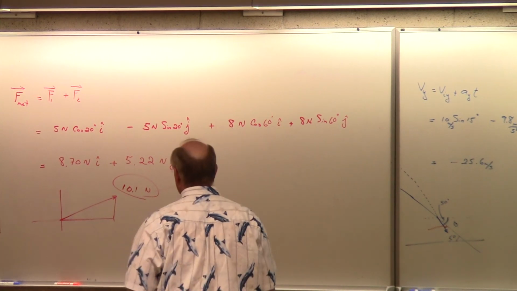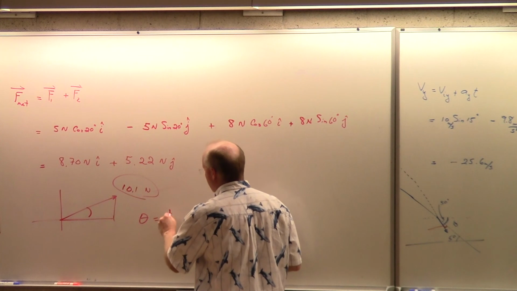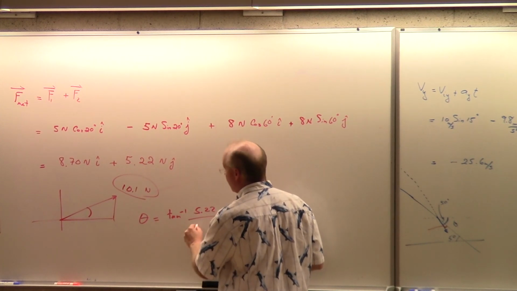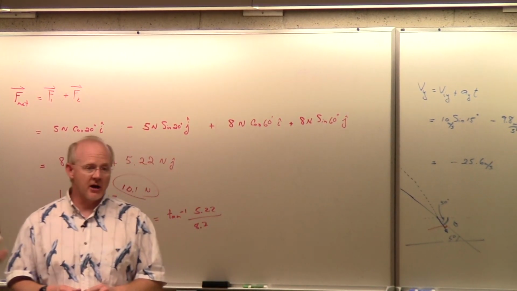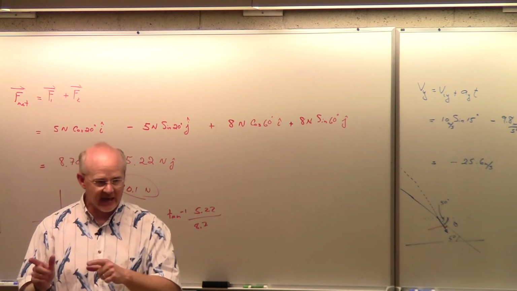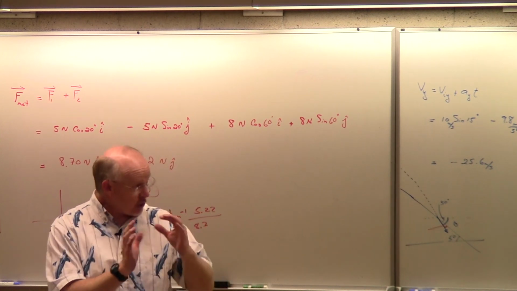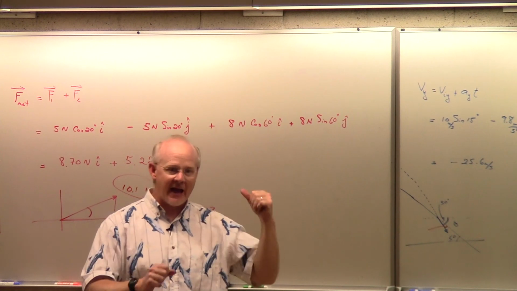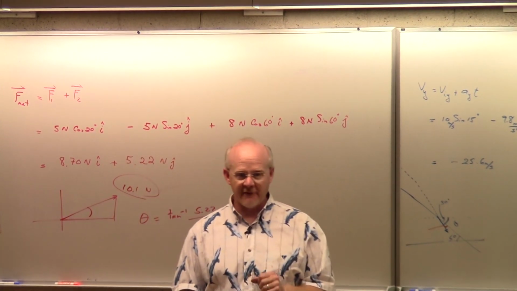What angle is it? Well, it's some angle theta, which is the inverse tangent of 5.22 over 8.7. Well, maybe I should stop there because I don't want to get too lost in the mathematics. That's going to happen after the test. I want you to focus on this test here. But I think you can now see how we're going to put physics 102, our vectors math, and our calculus together, and have a fun time here in chapter 5. Question?